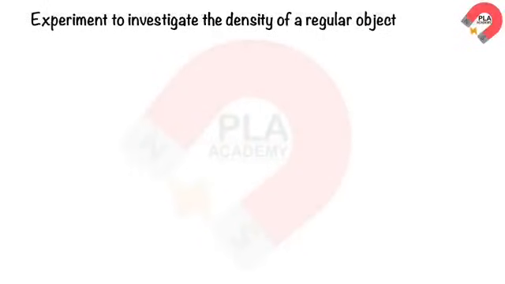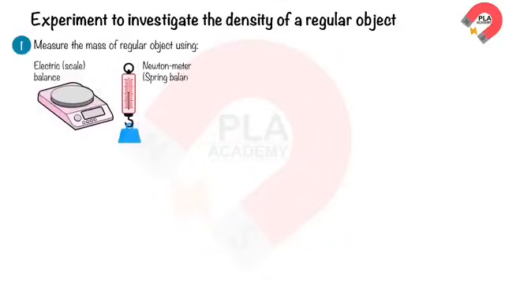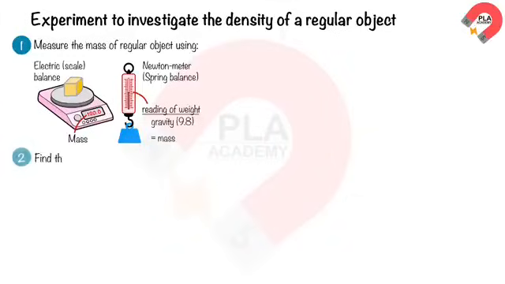Experiment to investigate the density of a regular object. 1. Measure the mass of a regular object using an electric balance, or a Newton meter. If a scale balance is used, the reading will be the mass of the regular object. If a Newton meter is used, the reading will be the weight of the regular object, then divide it by 9.8 to get its mass.